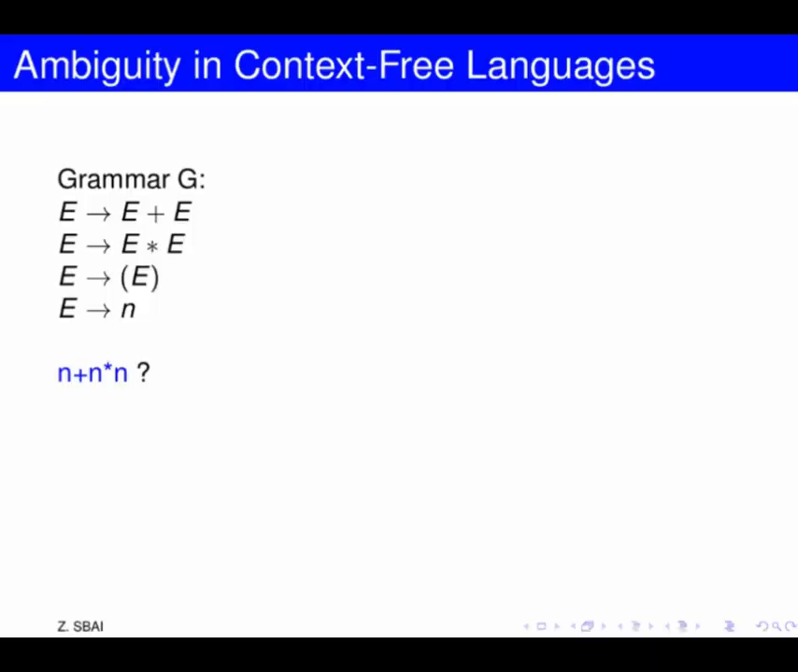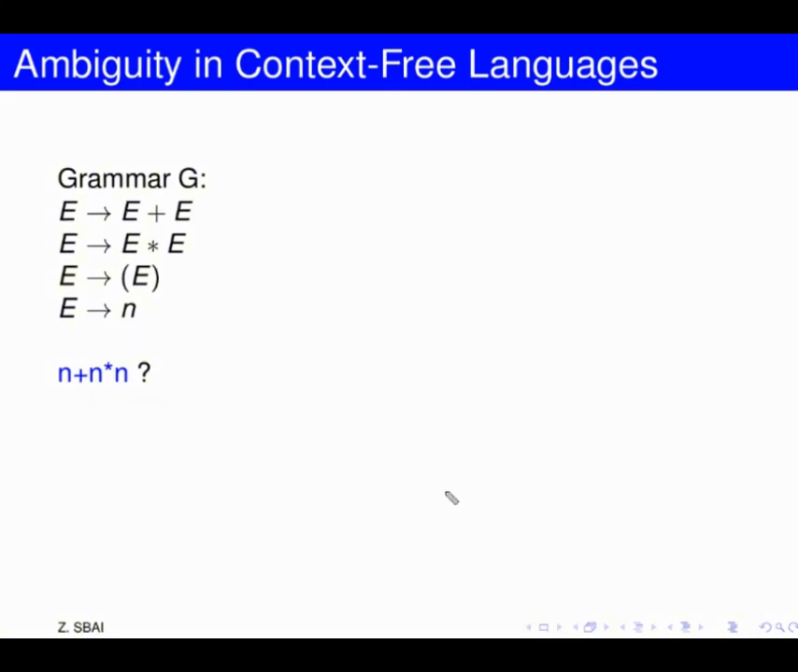In this video, we will discuss the concept of ambiguity in context-free languages. In general, ambiguity refers to the fact that the language will give us the possibility to interpret one input in different ways. Let us consider this context-free grammar.